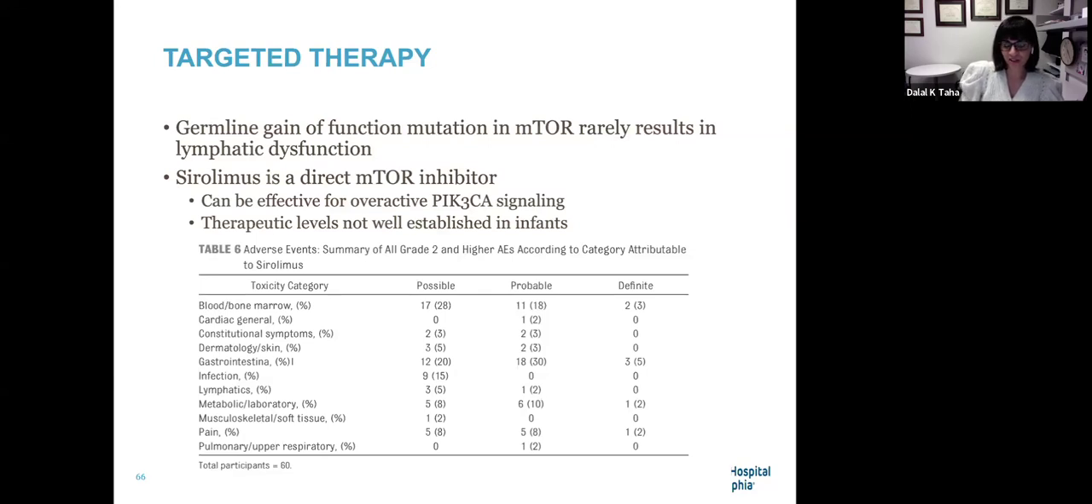And therapeutic levels are not well established in infants. I'm saying all this because we have a different drug that can directly act on PIK3CA, which I'll tell you about in a minute. The side effects of sirolimus are bone marrow suppression and gastrointestinal mucositis, stomatitis, that sort of thing.